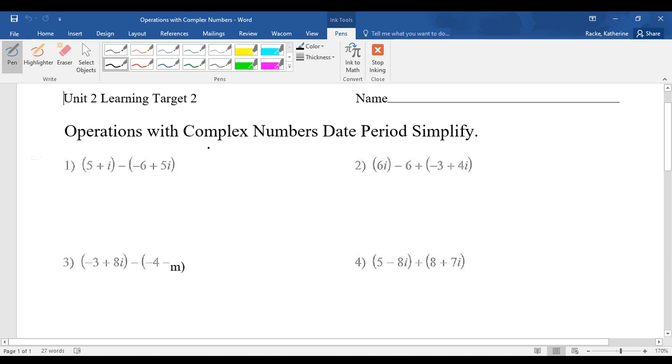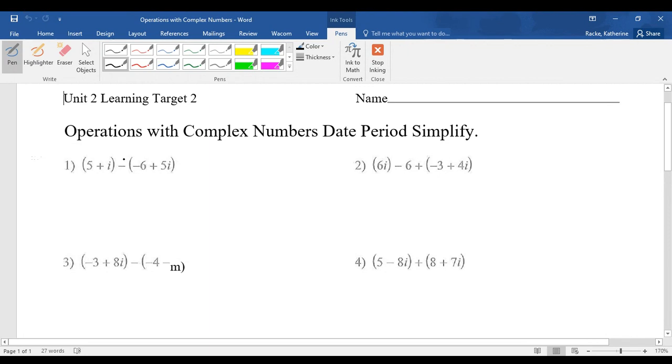Alright, operations with complex numbers. This is learning target 2 that we're going to be starting. So this is just back to our basics, adding, subtracting, and multiplying, okay? So when there is a symbol in between two parentheses, you need to make sure you're distributing that, especially if it's a negative. So let's distribute this negative through.